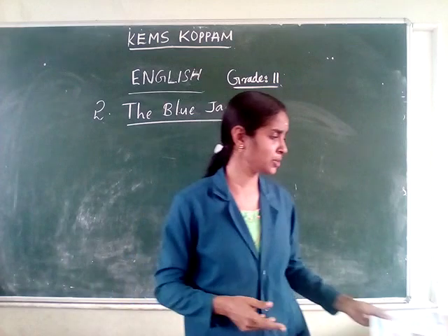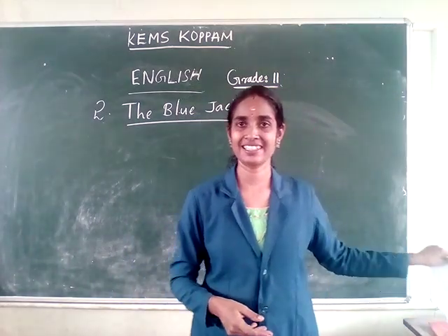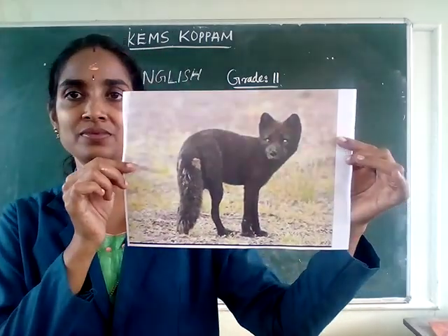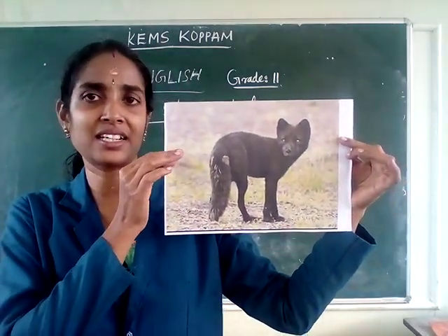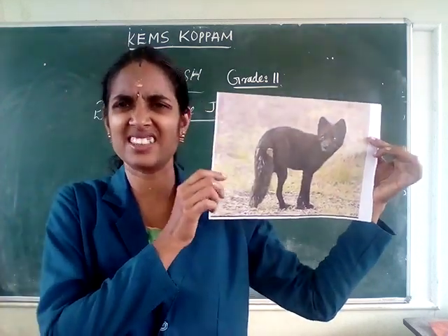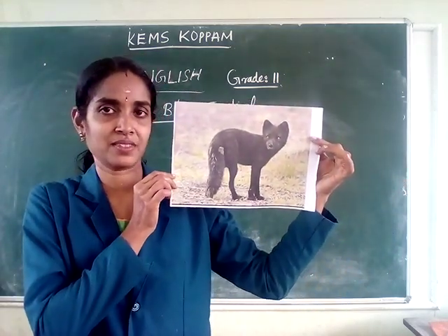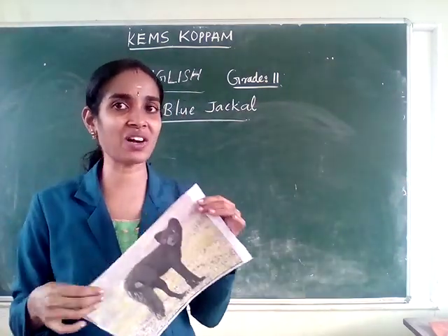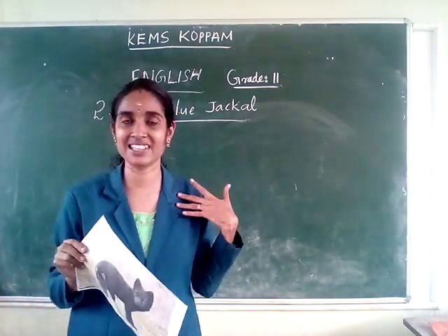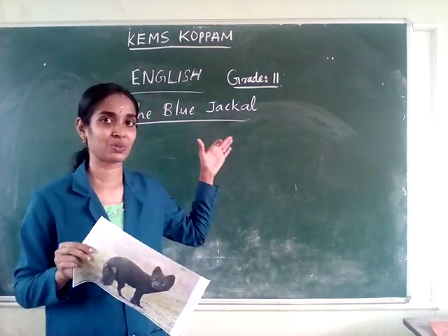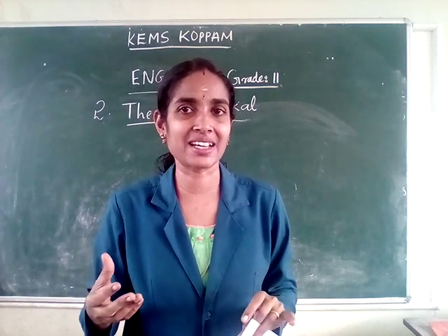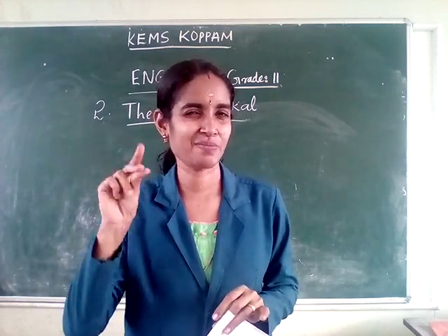Okay. So did you see the jackal? I want to show you a picture. Commonly we can see these colors like brown, dark or light brown. Commonly we can see the jackal, the fox. But our story is not in this color. What's the color of our jackal? Yes, blue. So in the next class, we will explain how it got the blue color. Please wait.